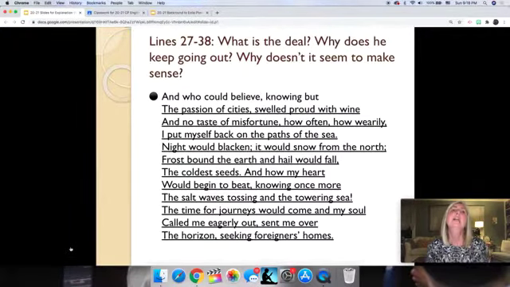Okay. So lines 27 through 38, what's the deal? What makes this guy keep going out? Why doesn't it seem to make sense to him? So we're going to read these lines now, and you're going to write some notes in the spot I give you in the Google form.